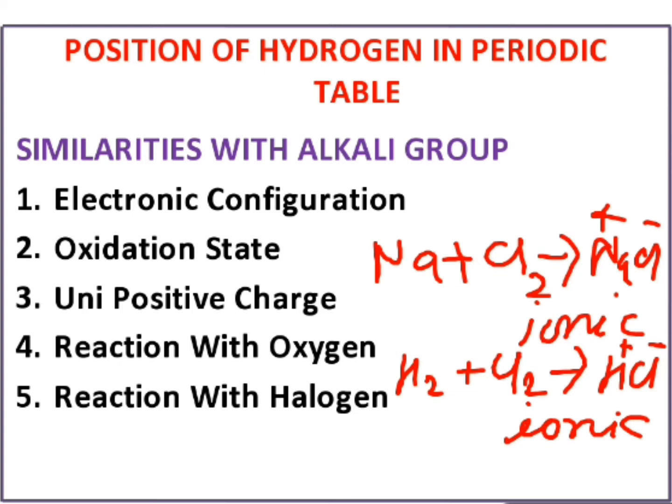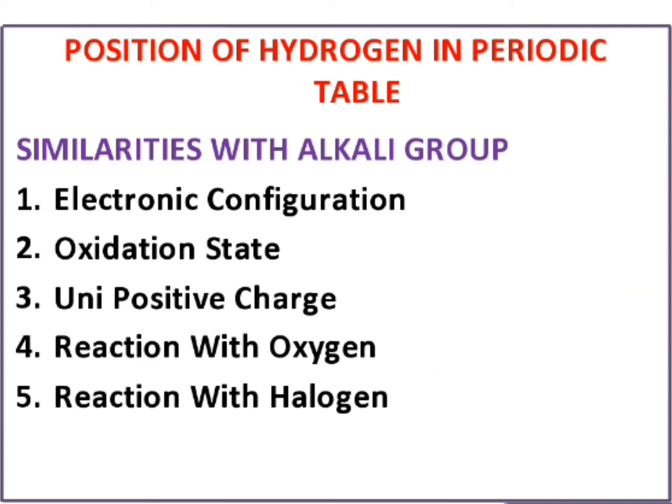So these are the similarities. That's why we are placing hydrogen with the alkali group. But one more question is there. Why are we opposing that hydrogen should be placed in the first group? The reason is, once again, electronic configuration and oxidation state. We will discuss oxidation state. Sometimes hydrogen forms plus and sometimes it forms minus, but the first group forms only plus. So this is the difference.